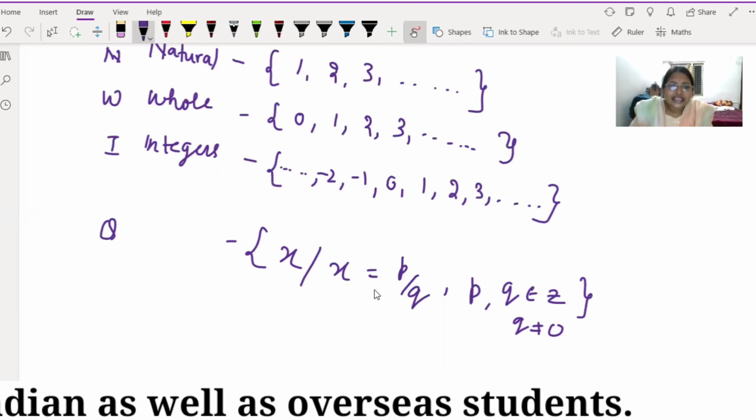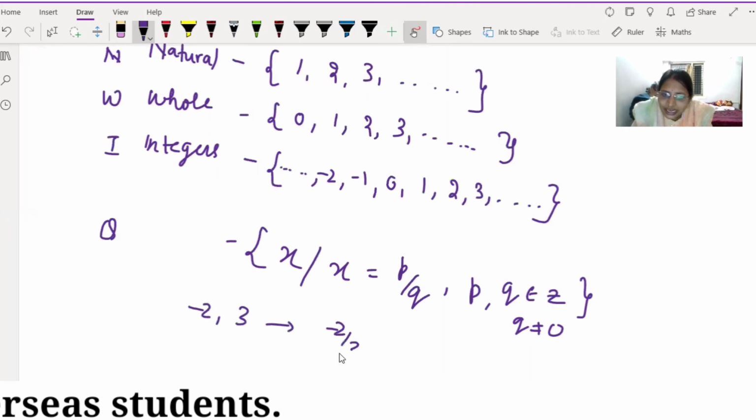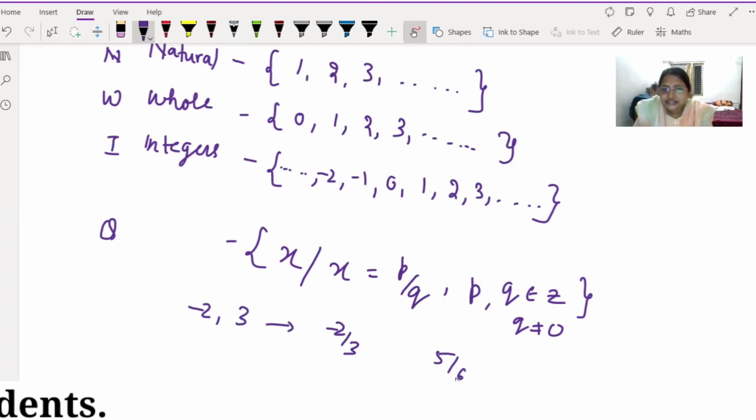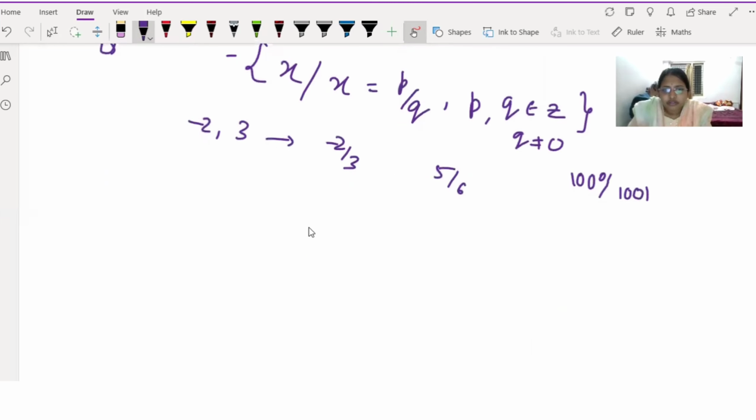So we can take an example, 2 integers minus 2 and 3. Minus 2 by 3 is a rational number. 5 by 6, 1000 by 1001. So all these are rational numbers. We can say 8 by 7. We can say 1800 by 7. All these are rational numbers because we are able to express these in p by q form.